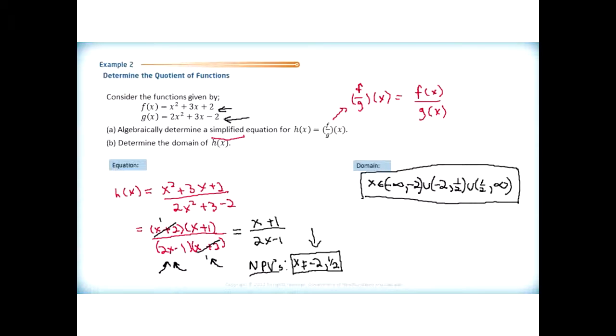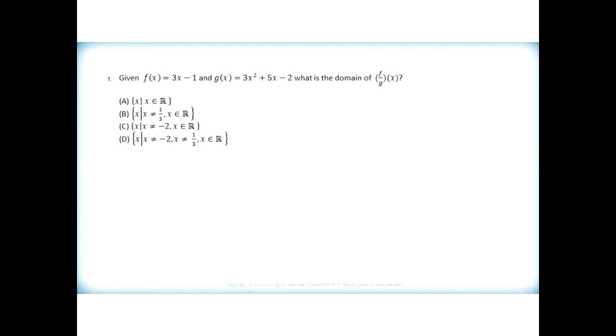All right, so those are both of our examples. Let's look at some sample questions that you might see on a test or an exam that have to do with those kinds of things. So first of all, we're given f of x and g of x in this question, and we're asked to find the domain of f divided by g. So let's think about what f divided by g would look like.